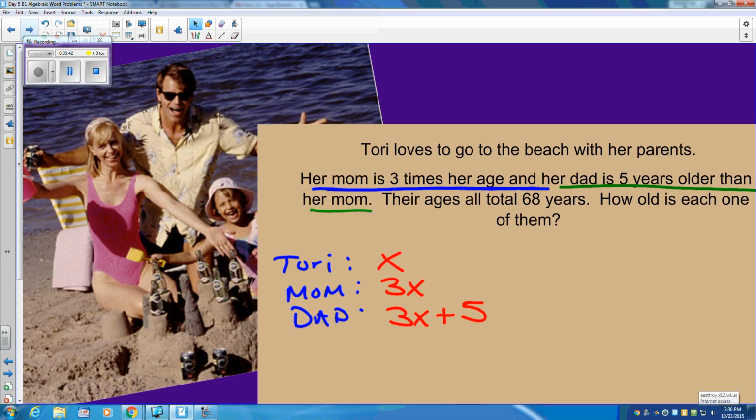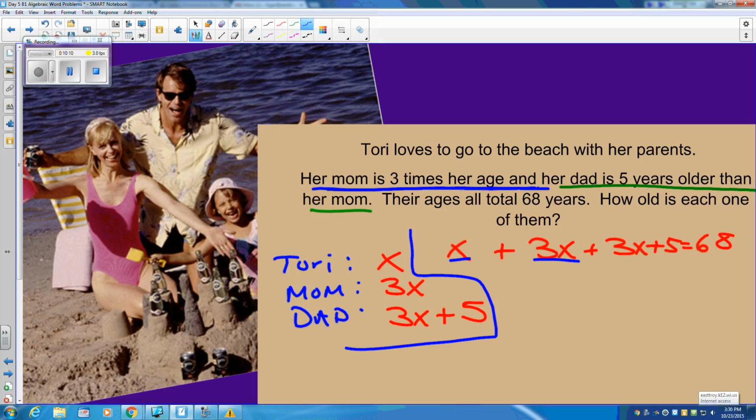Now, what do we know about these? All of their ages total 68. So Tori's age plus mom's age plus dad's age all has to equal 68. Total age. Good. Now it's just solving that equation.